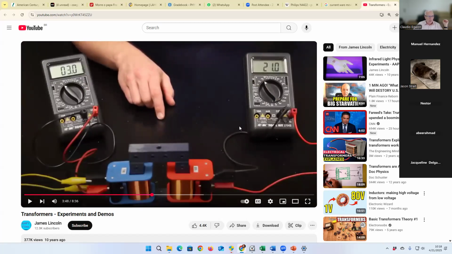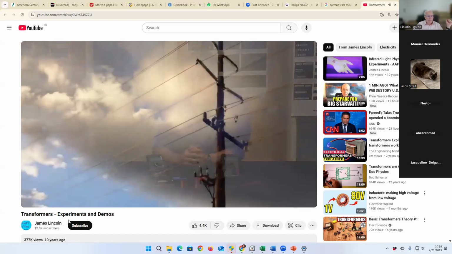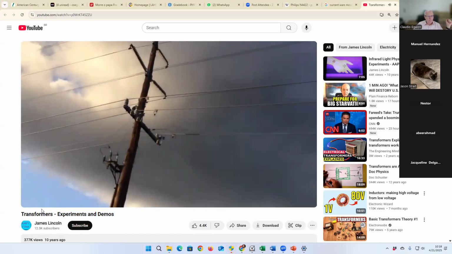That's what he's saying. Okay, but commercial transformers are very efficient devices. We are talking about 99% efficiency. This one is just for show and tell, right? Tell and show. We need transformers because it's more efficient to send electricity at higher voltages.